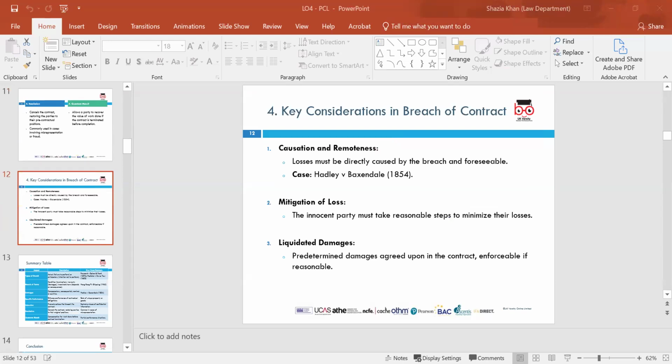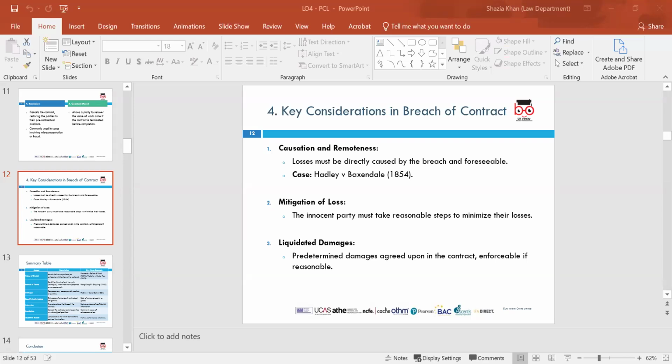Key considerations of breach of contract. The process begins with identifying the essential elements constituting the breach. These elements include the existence of a valid contract, unequivocal breach of contractual terms and resultant damages. So these are elements that have to be considered.